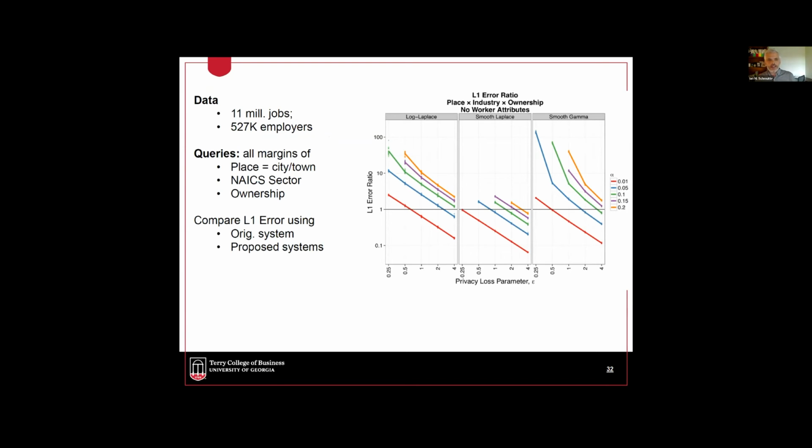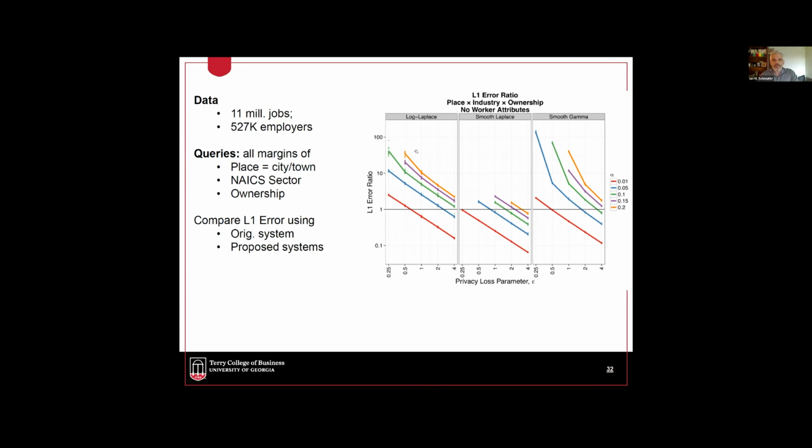Something I like about this paper is that they compare the effects of this form of privacy protection with the existing privacy protection mechanisms. They're looking at the L1 error on a set of counts, which are margins across all different places, census places, NAICS sectors, and ownership categories, and comparing the L1 error using the original system relative to the proposed system. When this L1 error ratio is above 1, it means that the proposed mechanisms, these formally private mechanisms, are doing worse than the preceding mechanism. And when it falls below 1, they're performing better.